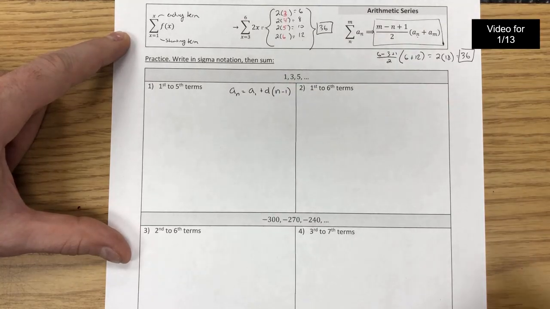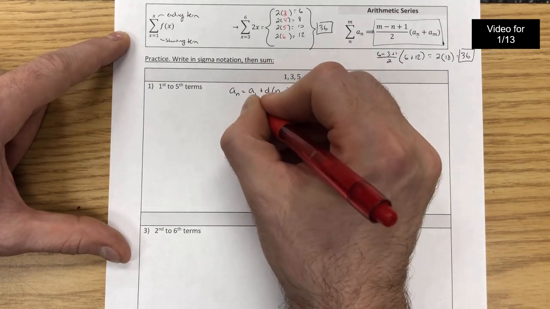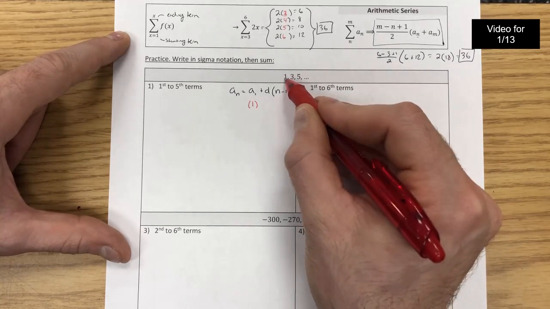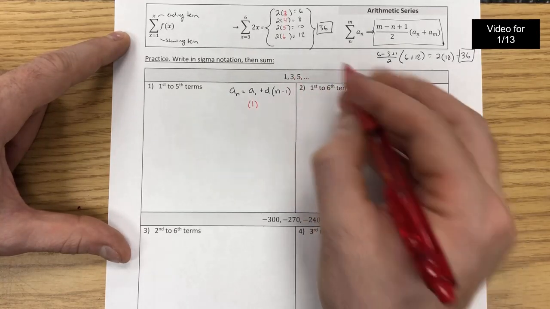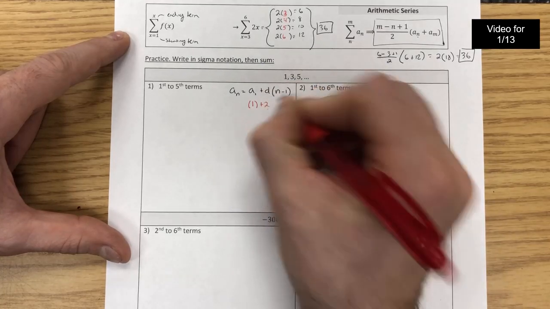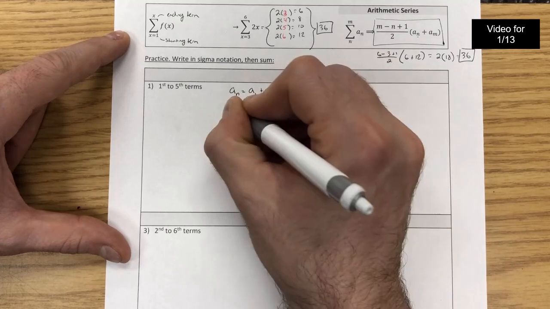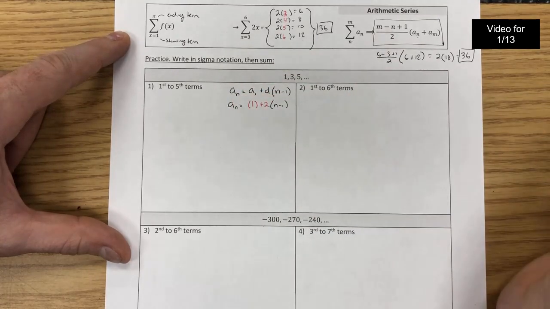So in this case, my first term is going to be a 1. And my difference is I'm adding 2 each time. 1 plus 2 is 3, 3 plus 2 is 5. So plus 2 times n minus 1. Perfect. So I have my pattern.